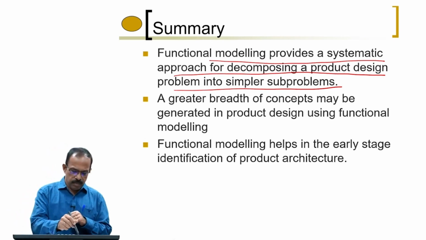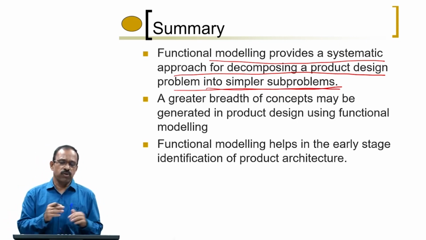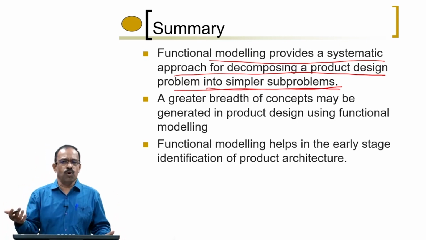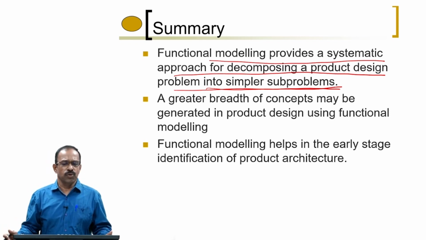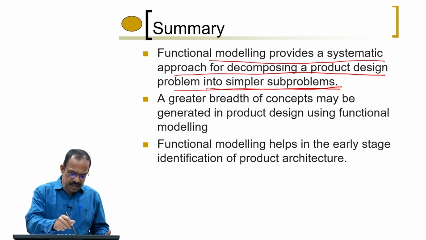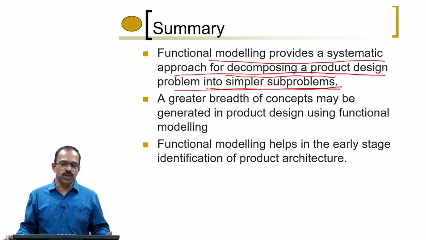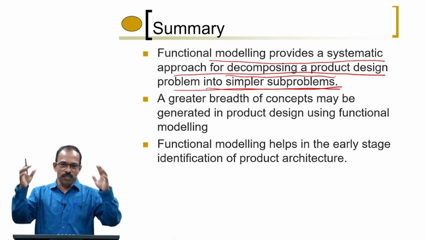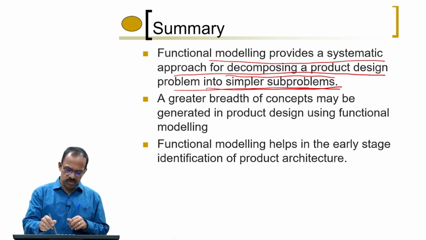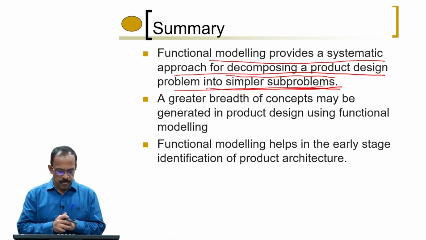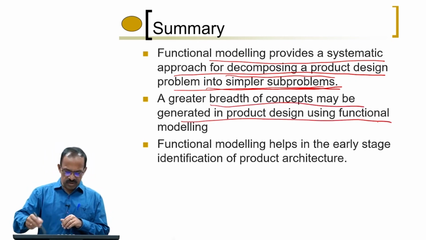So, we are making it into simple sub problems, and for many of those sub functions you do not need to do too much work, because that is already solved by many people. So, you can either accept it or modify it and then use it. Only very few sub functions we need to really solve to get a new product. So, that is the importance. You do not need to take the whole problem and start solving everything together. So, you divide it into sub problems using the functional decomposition. Okay, and a greater breadth of concepts may be generated in product design using functional modeling.